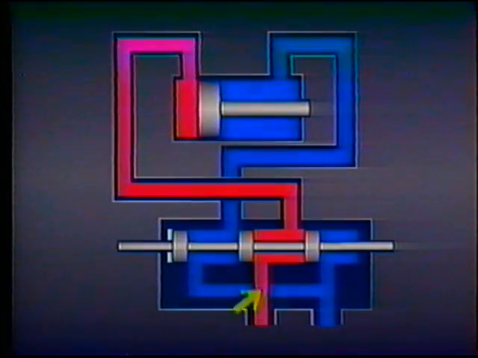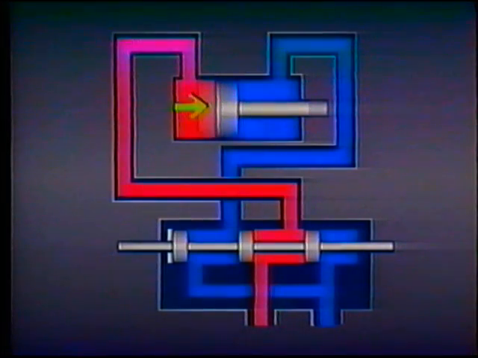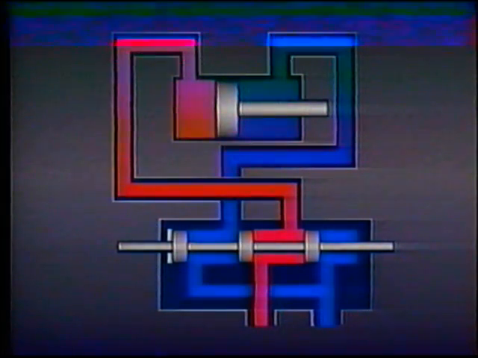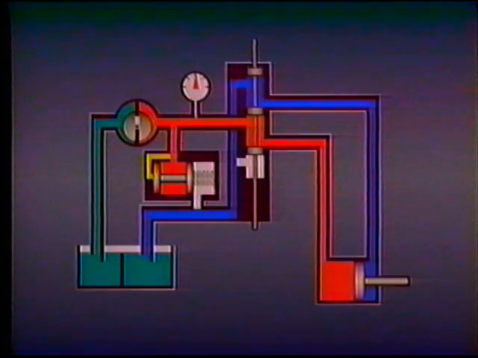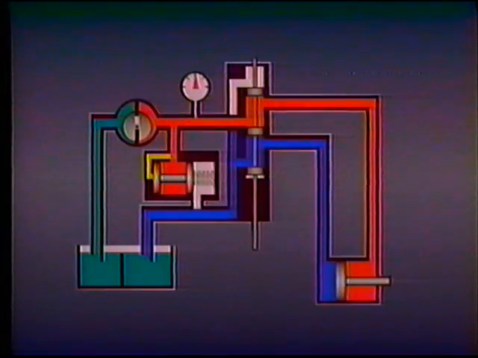Fluid flows from the pump through the valve and into port A on the cylinder, pushing the piston in one direction. As the piston moves, fluid is forced out port B through the valve and back to tank. As the spool shifts back and forth, the cylinder also moves back and forth.